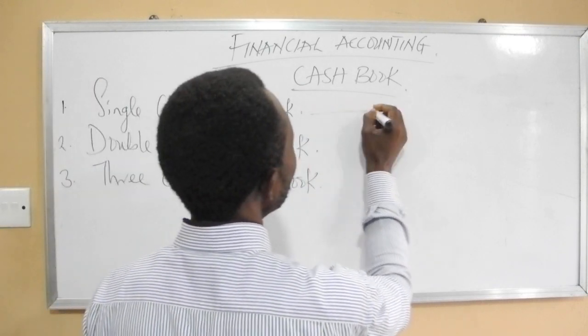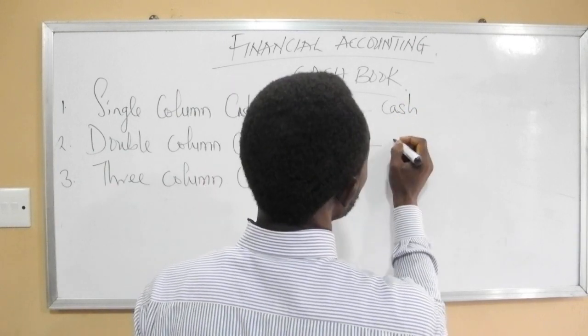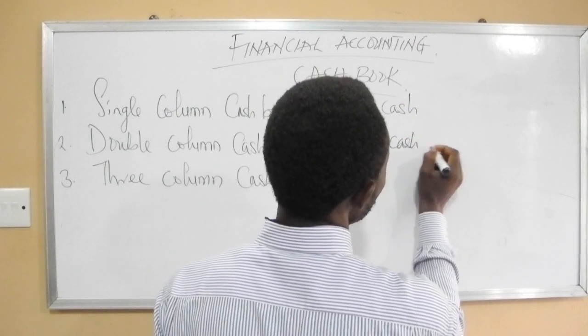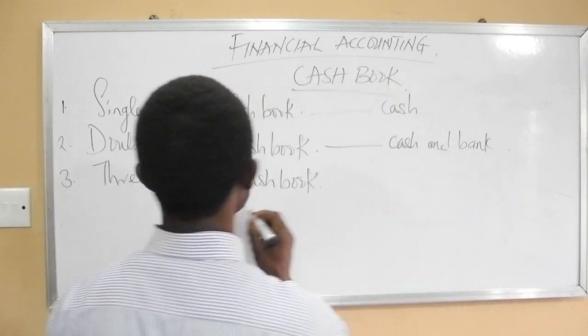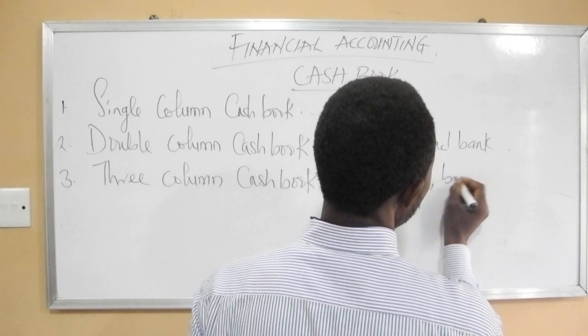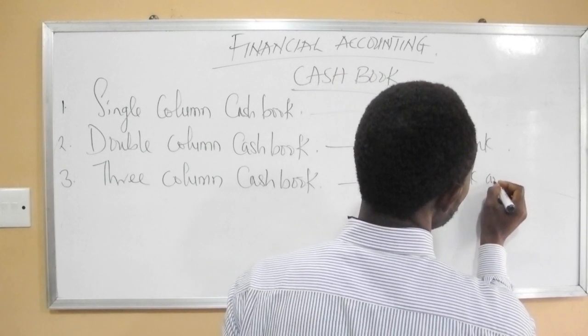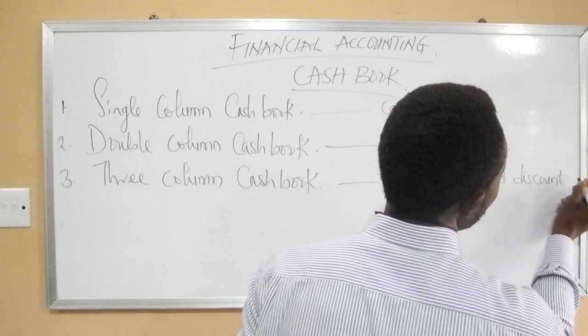So here we say it has a column for cash. Am I right? Here we say it has a column for cash and bank. Therefore, the three column cash book has cash, bank, and discount. Okay, discount.